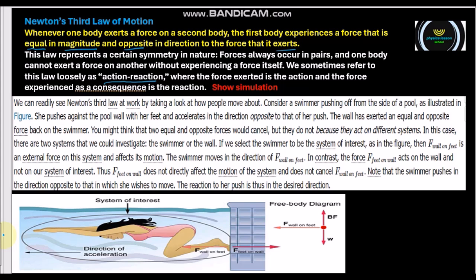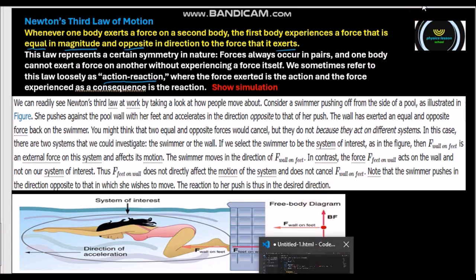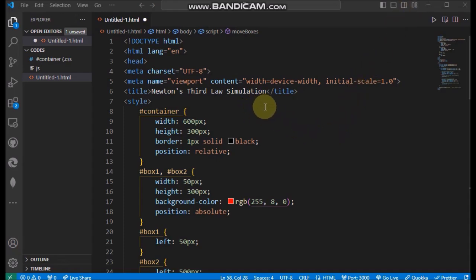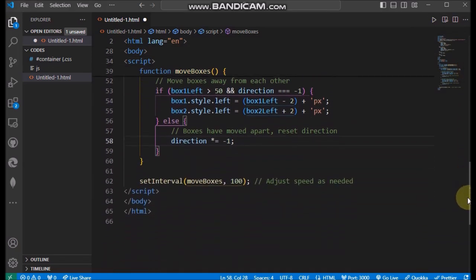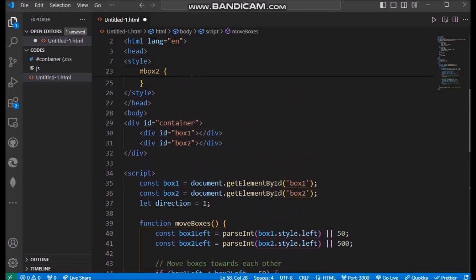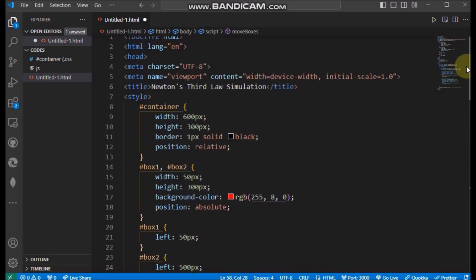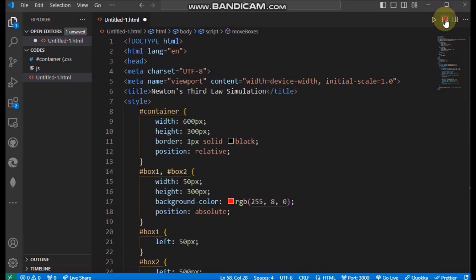Let me show you one simulation which I wrote. Here is a simple code, which I modified using simple HTML, CSS and JavaScript, to simulate Newton's third law. Actually, you can do it by yourself. Here is the code. You can use your base code or Visual Studio Code. And let me simulate this one.